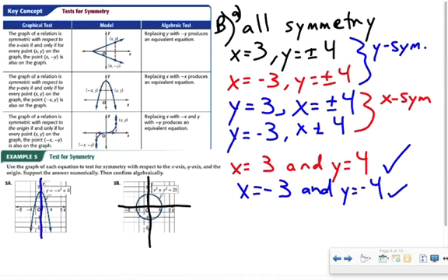And then I could go through and confirm all of this algebraically. If I plug in negative x, I would end up with the same equation. If I plug in negative y, I would end up with the same equation. And if I plug in negative x and a negative y, once again, same exact equation. So it can be confirmed algebraically.